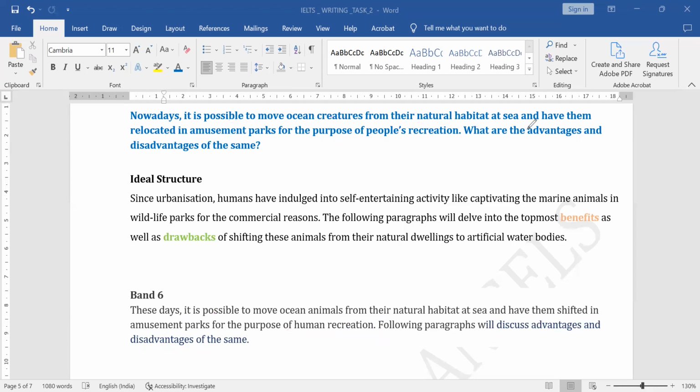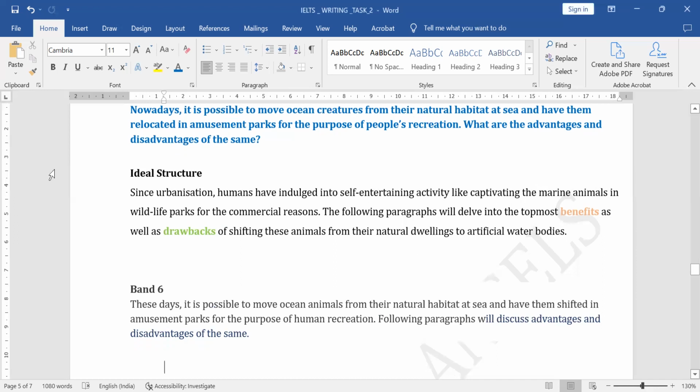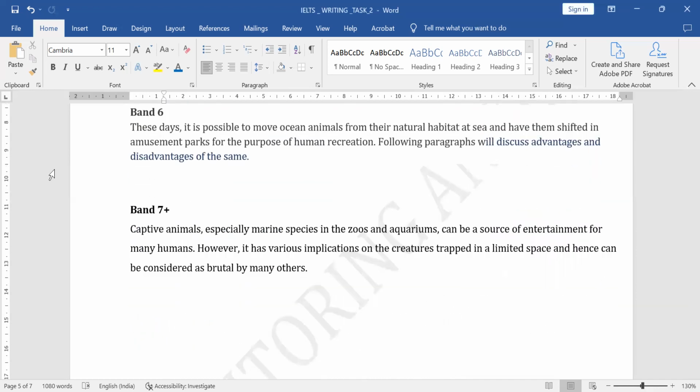Because if you can't make efforts in the introduction, what more have you done in paras 1 and 2? When you watch the first 10 minutes of a new movie and you feel bored, what do you do? You'll go out for popcorn, right? Or maybe you leave it halfway if you have something else urgent. Same thing happens with the moderator. At the same time, somebody might get some interesting structure in the essay that makes them feel, oh, this doesn't look like a very common essay. Can you see this? Captive animals, especially marine species in the zoos and aquariums, can be a source of entertainment for many humans. However, it has various implications on the creatures trapped in a limited space.